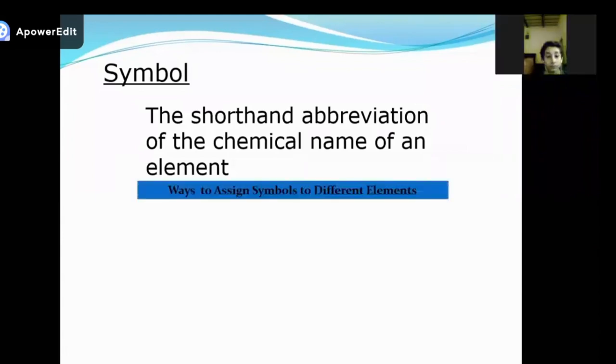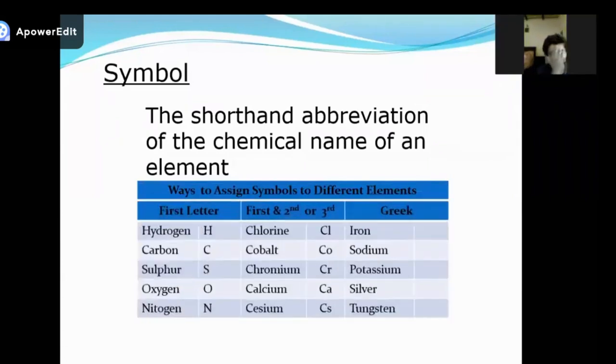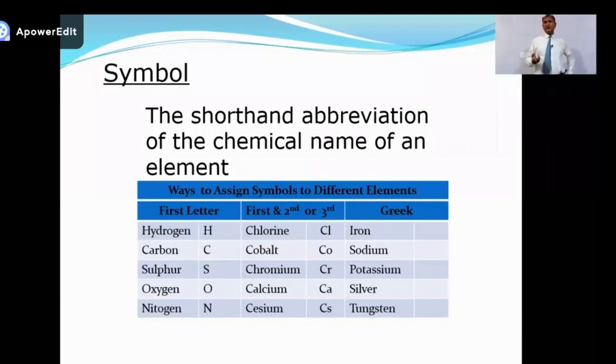So what are the three different ways? In the first column, you can see on the screen that we choose the first letter for the symbols of elements. H for hydrogen, C for carbon, S for sulfur, O for oxygen, N for nitrogen, F for fluorine, and so on. This is one way. In the first way, we choose the first letter of the chemical name of an element.